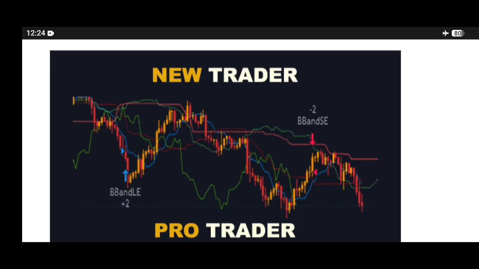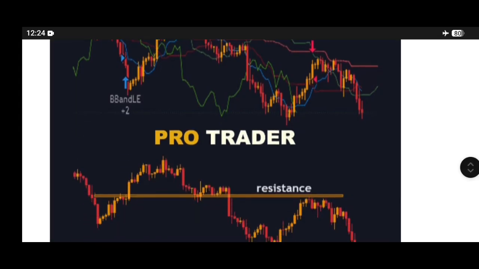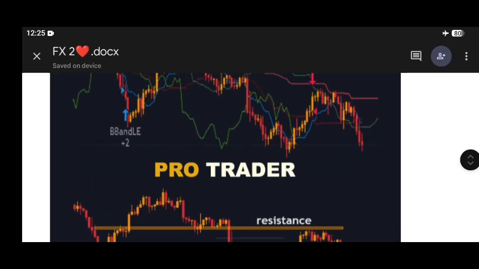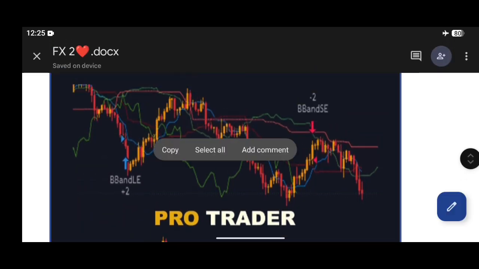Then see the other diagram, which is a pro trader. Are you seeing now? This market is in a pure downtrend. The market is moving in a series of lower low, lower high, lower low. So this market is in a pure trend, a pure downtrend. Are you seeing how neat and how clean this diagram is compared to the new trader, the trader who just started? Are you getting me?